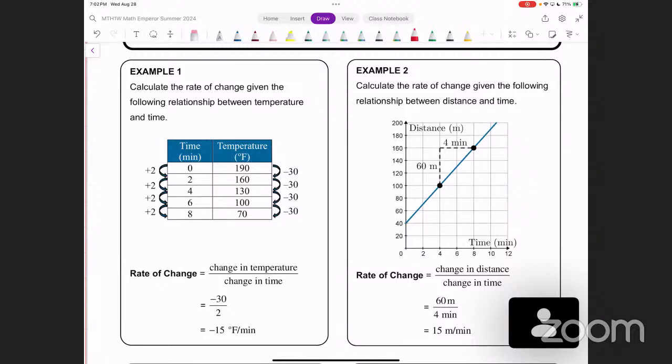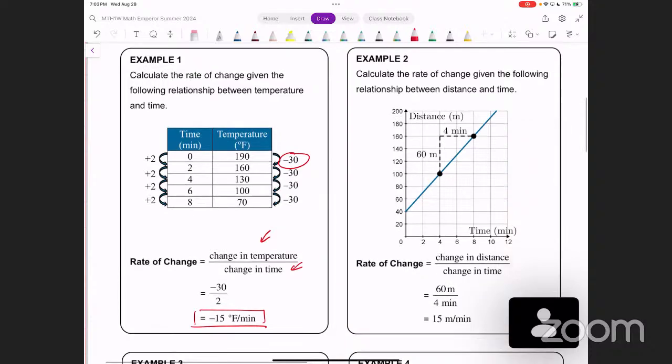So how do we calculate the rate of change? Change in temperature by change in time. There are several ways people divide this. The temperature is changing by -30 each time. But how far is it changing it? Every 2 minutes. So we take the difference in y value divided by the difference in x value, -30 divided by 2, which is -15. Did you guys see that? Makes sense?